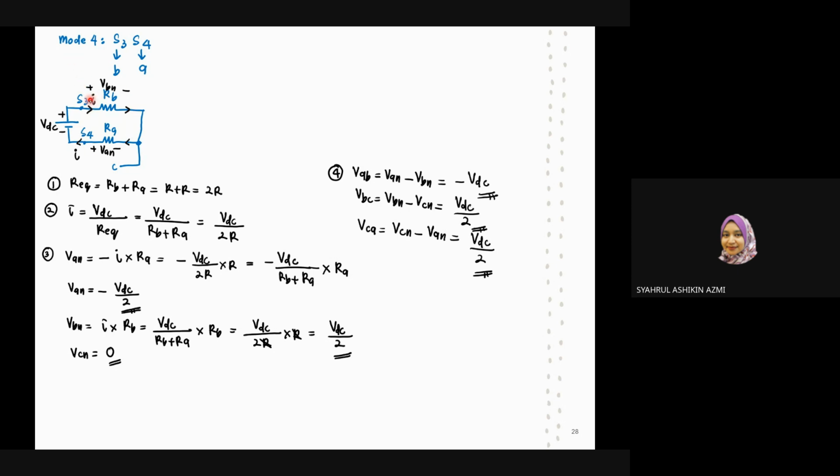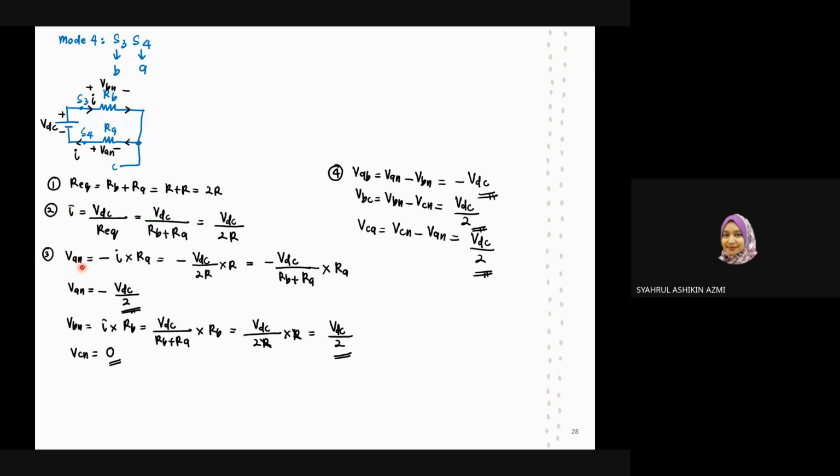So you get this equivalent circuit like this. Step number 1, R equivalent will be equal to RB plus RA. Step number 2, the current will be equal to VDC over R equivalent, whether it's 2R or RB plus RA. So you can have either one, depending on the load. If, let's say, a balanced load, use this one here. If unbalanced, you use this equation here.